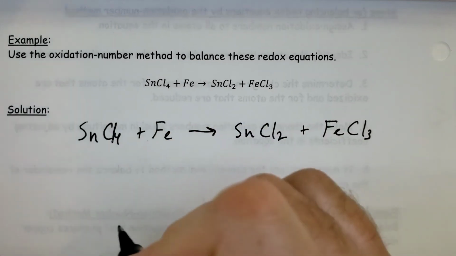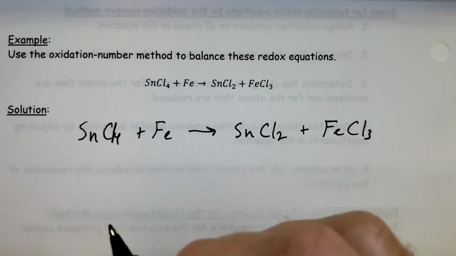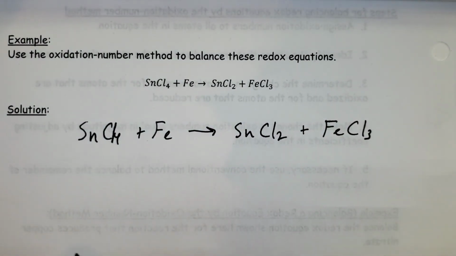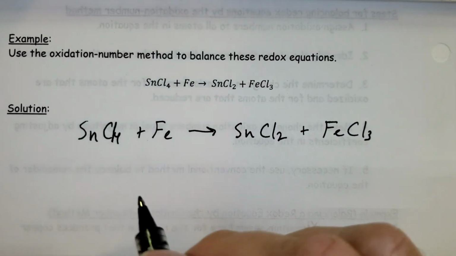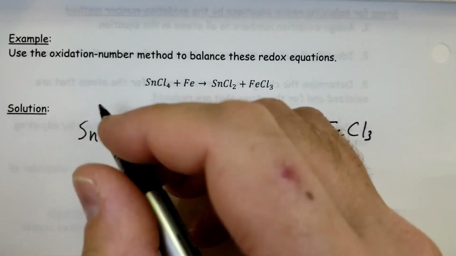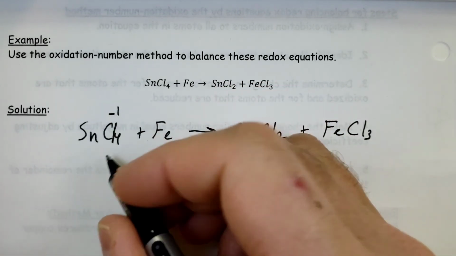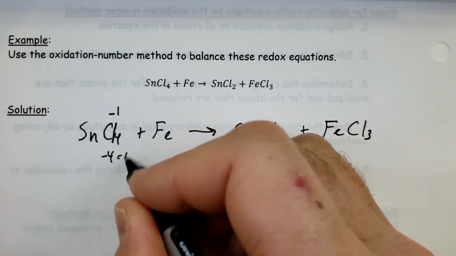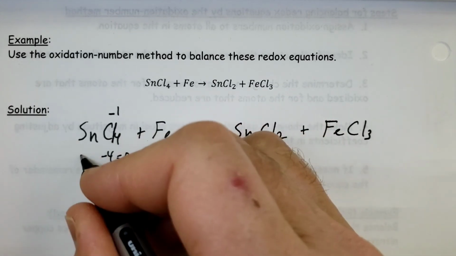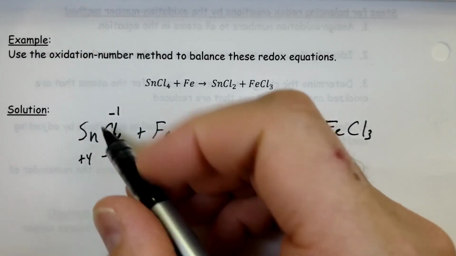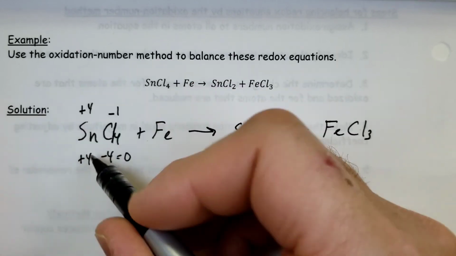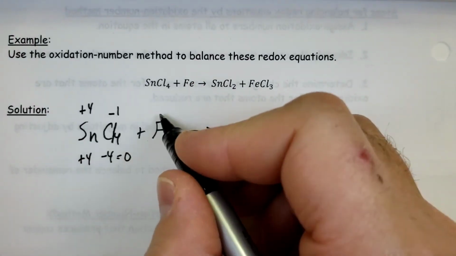So here we have chlorine. It's a halogen. The group 7s tend to have a charge of -1, right? Because they all want to gain 1 electron, which means their oxidation number is going to be -1. -1 times 4 is -4. I know that's going to be 0 because there's no charge here. So that means all the tin contributes plus 4. And since there's only 1 tin, it must be 4.